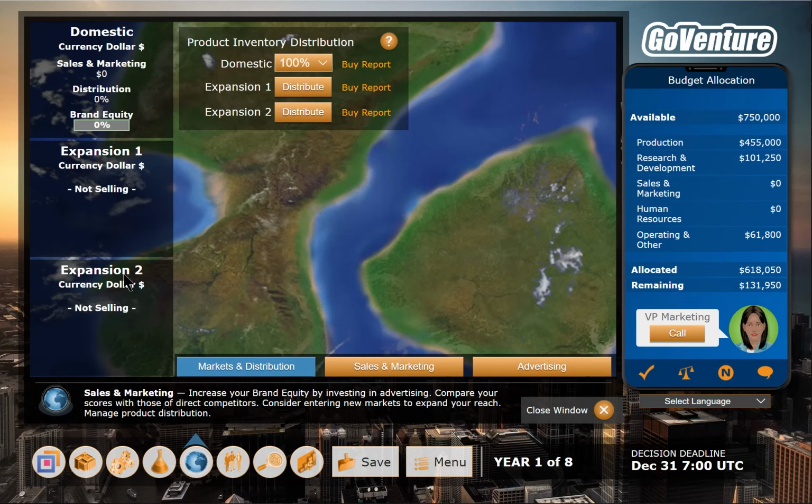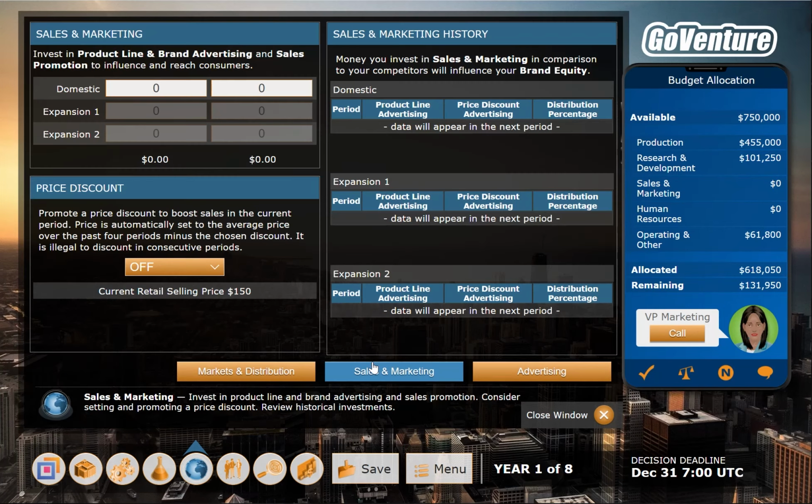The overlays on the left allow me to monitor how much money I'm spending in sales and marketing in each area, how much I'm distributing in each area, and my overall brand equity in each territory or region. In the Sales and Marketing tab, this is where I can identify how much money I want to invest in sales and marketing.